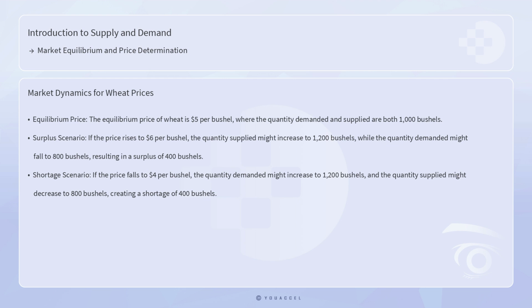Conversely, if the price falls to $4 per bushel, the quantity demanded might increase to 1,200 bushels, and the quantity supplied might decrease to 800 bushels, creating a shortage of 400 bushels. In response, producers will raise prices to eliminate the shortage, again moving the market toward equilibrium.